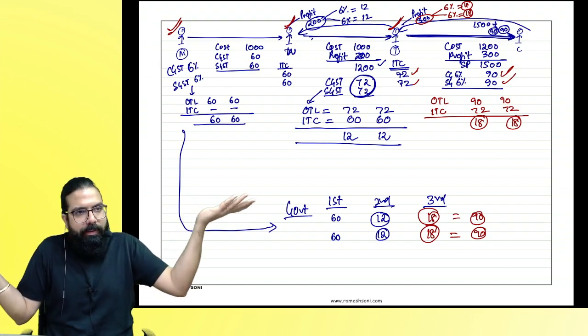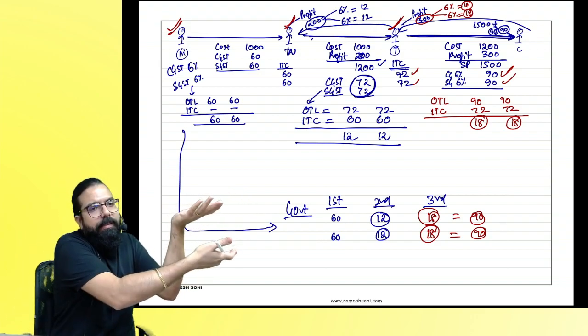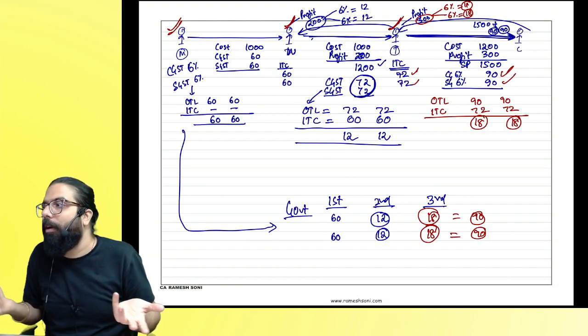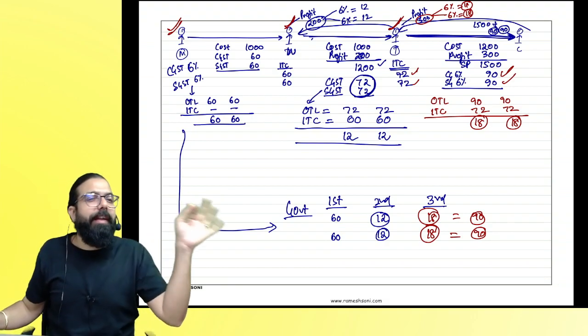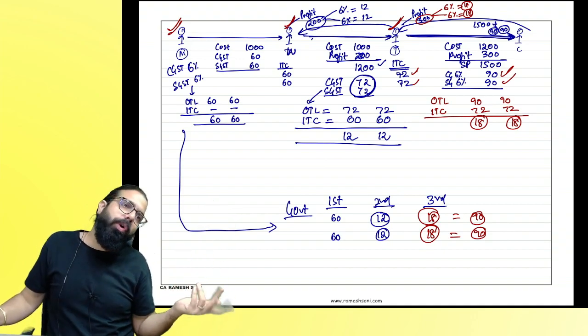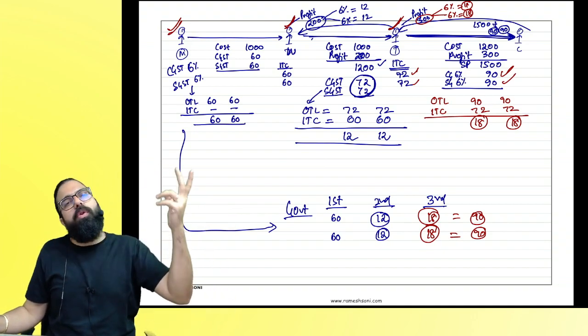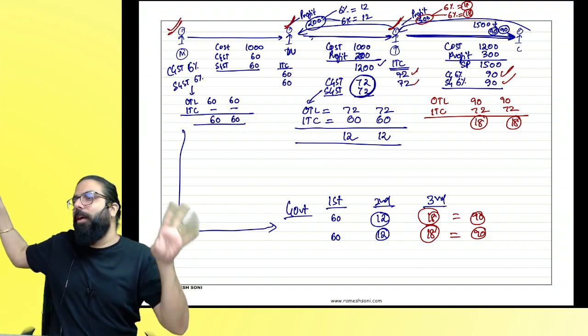Output 6 and 6. Input 6 and 6. Will I pay any tax to the government? No. So GST is nothing other than tax on value addition. No value addition, no tax. Whatever value addition you do on that, you have to pay the GST to the government.